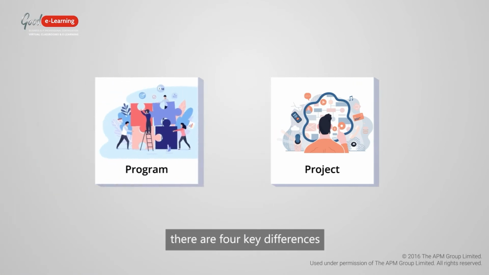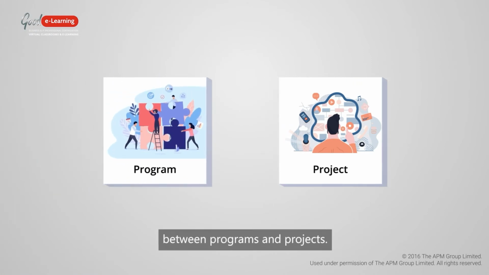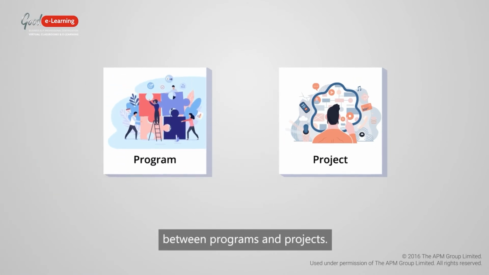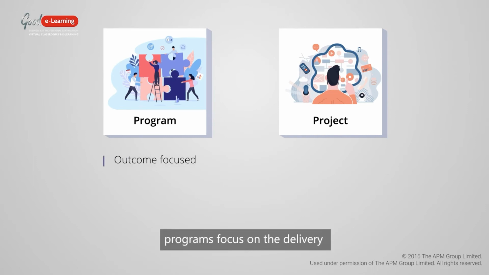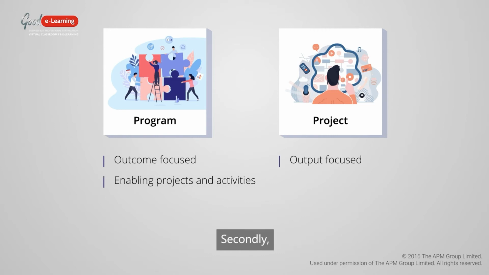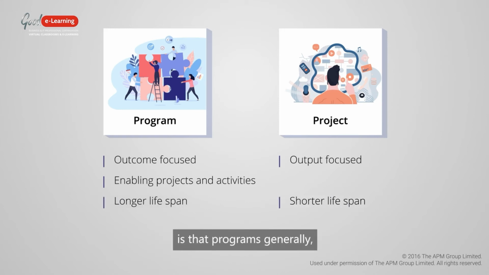In practice, there are 4 key differences between programs and projects. Firstly, programs focus on the delivery of outcomes and projects on the delivery of outputs. Secondly, programs are comprised of enabling projects and activities. A third difference is that programs generally, but not necessarily, have a longer lifespan. They may consist of a number of tranches that take several years to deliver.